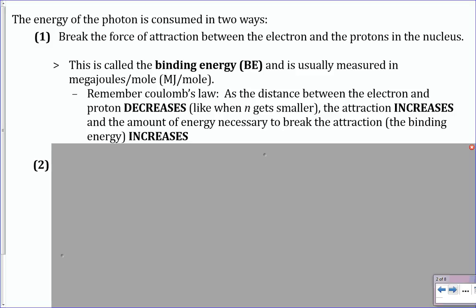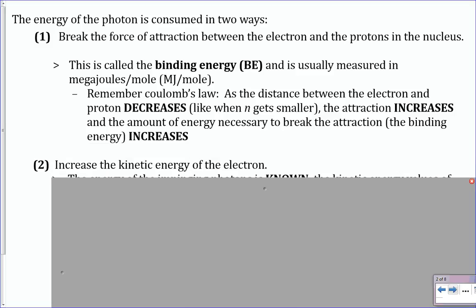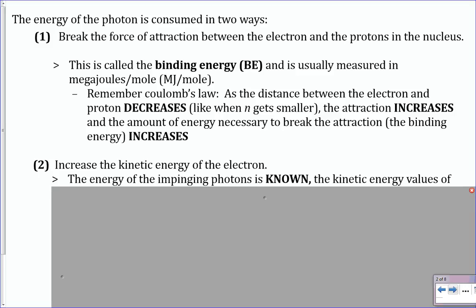So that's one important aspect of this situation. The other aspect is, if we have binding energy, what happens to the extra energy? If we have more than enough energy to knock out that electron, where does the other energy go? Well, it goes to the same place we talked about with the photoelectric effect. It goes into increasing the kinetic energy of the photoelectron that comes out.